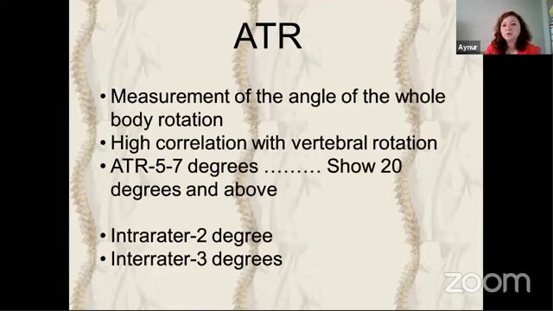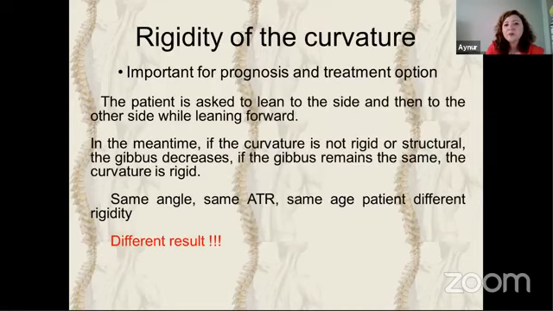Measurement of the angle of the whole body rotation, we can see with ATR. High correlation with vertebral rotation, ATR 7 to 8 degrees shows 20 degrees and above in X-ray. Inter-rater and intra-rater reliability is 2 degrees and 3 degrees in ATR evaluation. Rigidity of the curvature is important for prognosis and treatment option.